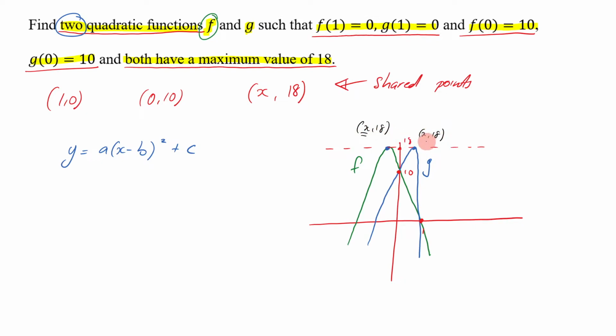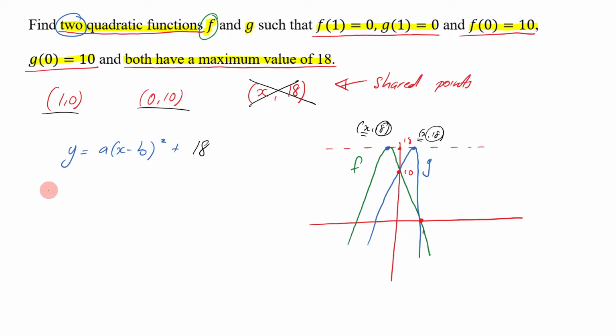I don't know what these x values are, but I do know that the turning point has a y value of 18. So I can immediately replace this c with an 18 there. Now, I've used this piece of information. It's gone. I can't use it again. I've used it to fill in that c as 18. But now what I can do is create simultaneous equations with the other two that I've been given.